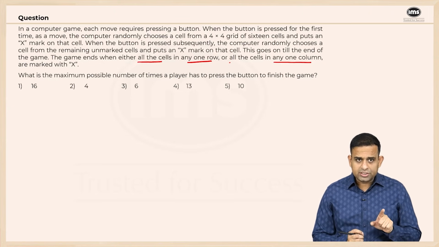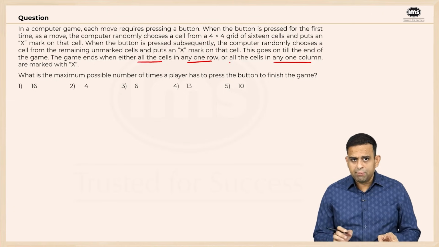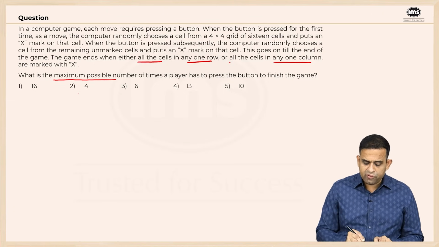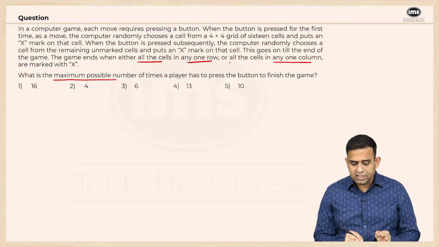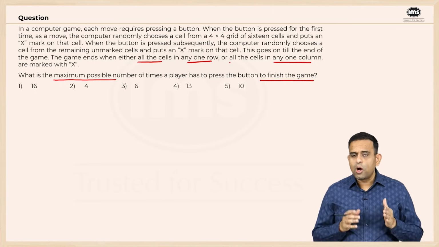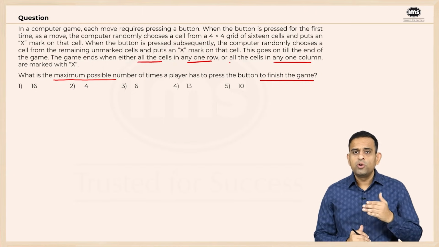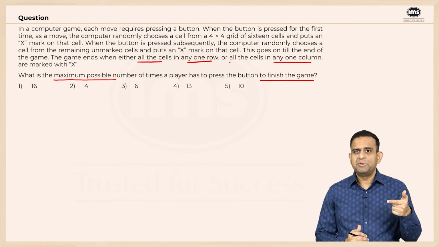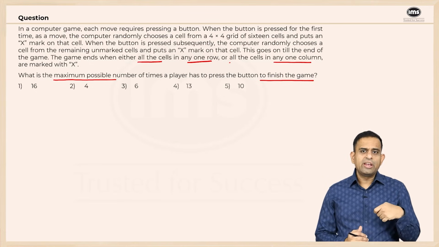Now the question says, what is the maximum possible number of times, look at the keyword, maximum possible number of times a player has to press the button to finish the game. So the objective in this question is that you want to delay the end of the game. So you want to press as many buttons as possible. Now when can this be achieved?